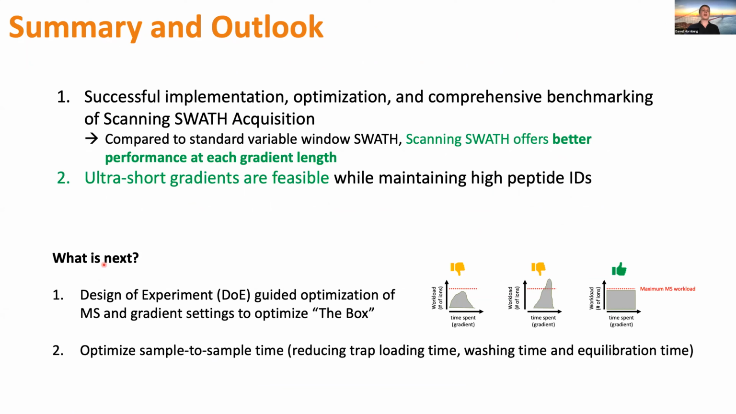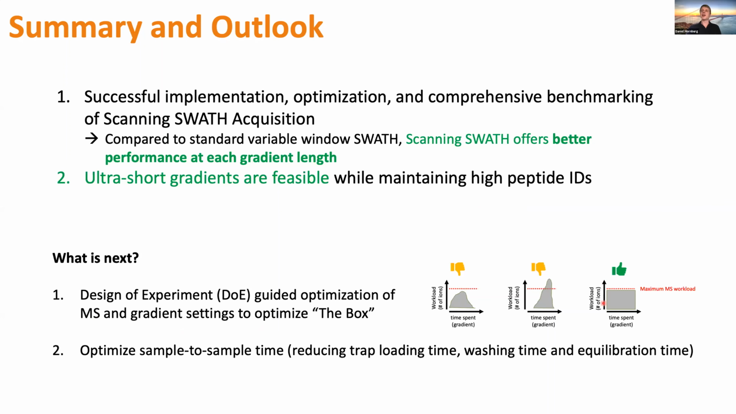The next steps we are going to do in collaboration with SciEx is, of course, doing further optimization. Internally in the lab, we always talk about optimizing the box. As a concept, it's essentially knowing that the mass spec has a certain capacity it can work at, and what we want to make sure is that we use it throughout the gradient and the time spent on a sample as good as possible. So we want to get to this kind of box shape.